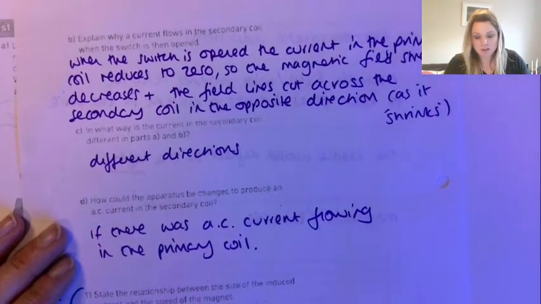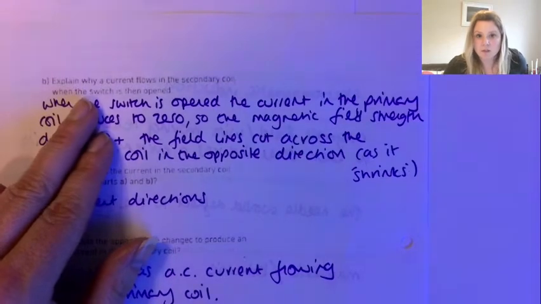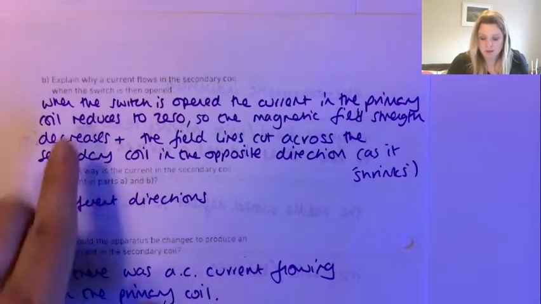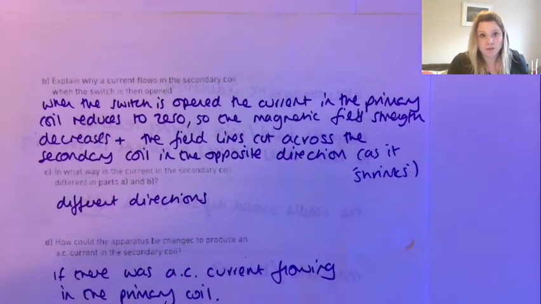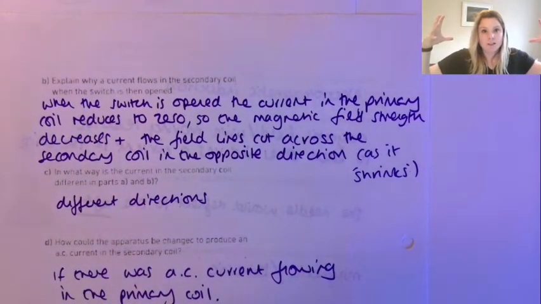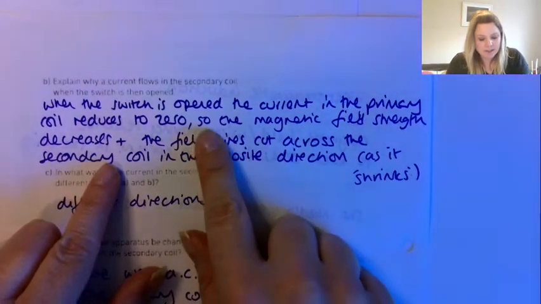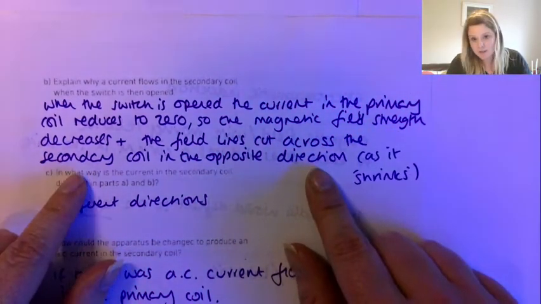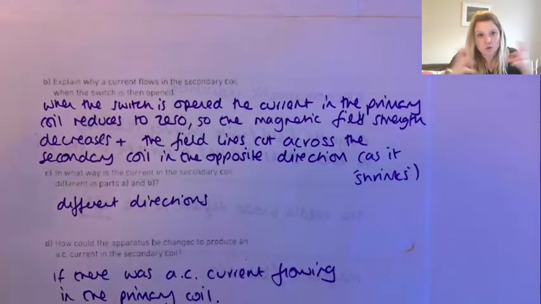Now over the page, explain why a current flows in the secondary coil when the switch is then opened. When the switch is opened again, the current is going to stop. When the switch is opened, the current in the primary coil reduces down to 0, so the magnetic field is going to shrink back again. The magnetic field strength decreases and the field lines cut across the secondary coil in the opposite direction, as it shrinks back.